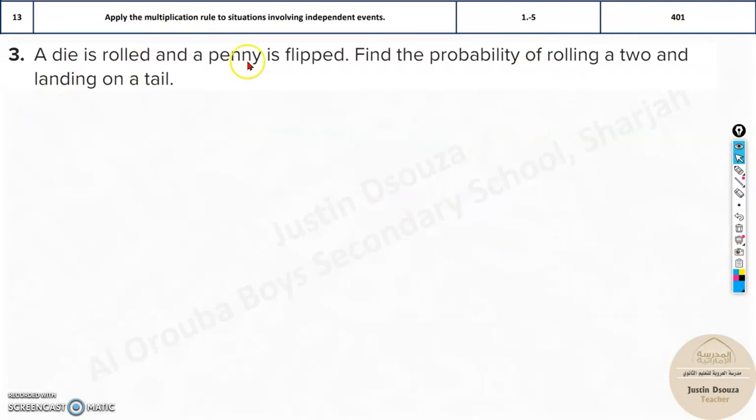A die is rolled and a penny is flipped. Now over here, die, it is a total possibility of 6. And then a penny. Penny is a coin, that is 2. A die is rolled and a penny is flipped.